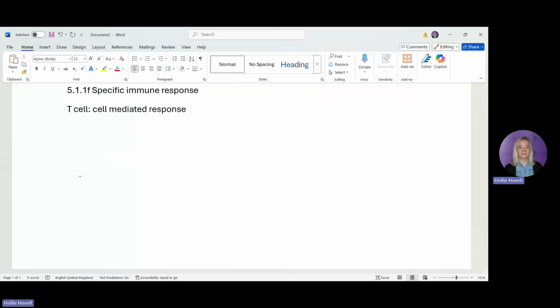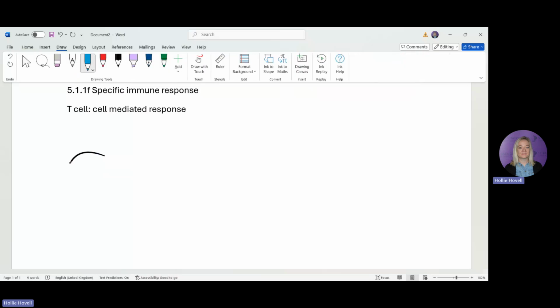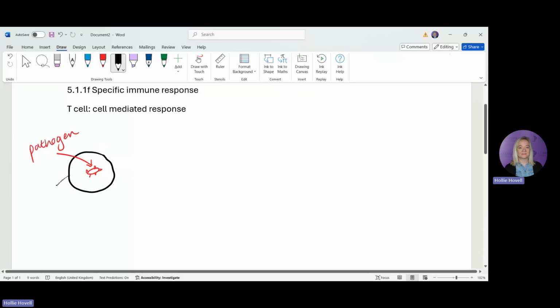And what that means is that we've been infected by a pathogen, and the pathogen is inside our cells. That's why it's called cell mediated, because the pathogen here is inside one of the host cells. So that little red thing is the pathogen, and the black line is the host cell.